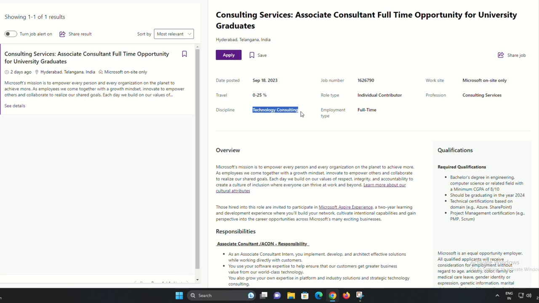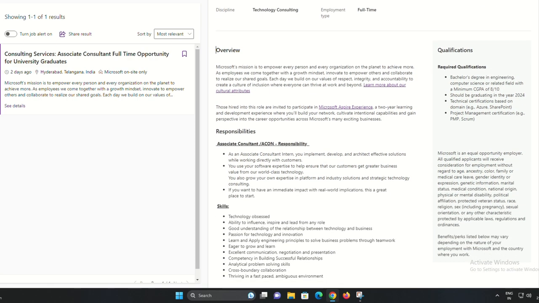To be eligible for the position of associate consultant at Microsoft, there are a few key qualifications you need to meet. Educational background: you should have a bachelor's degree in engineering, computer science, or a related field. Academic performance: your academic record should demonstrate excellence, with a minimum CGPA of 8 out of 10. Expected graduation year: you should be graduating in the year 2024. So this opportunity is ideal for students currently in their penultimate year of study. Technical certifications: having technical certifications related to the domain, such as Azure or SharePoint, will be a significant advantage.